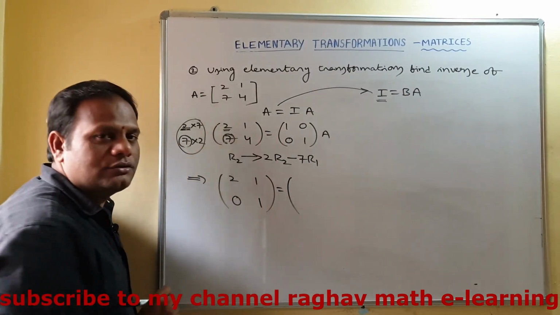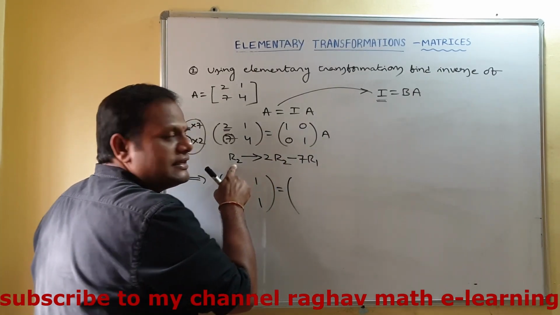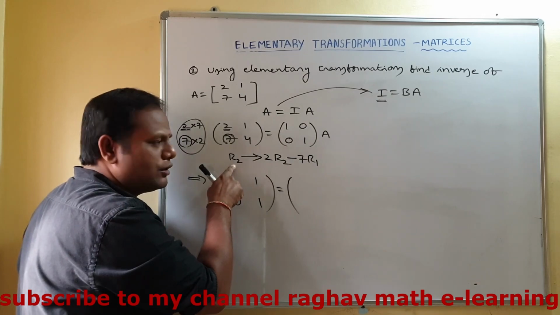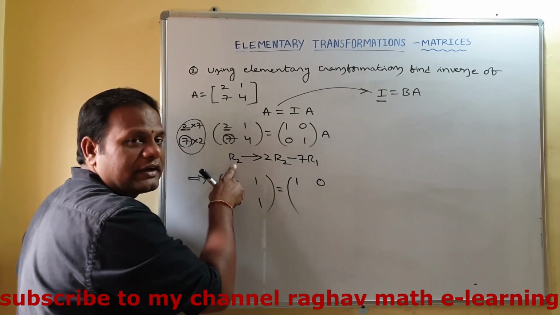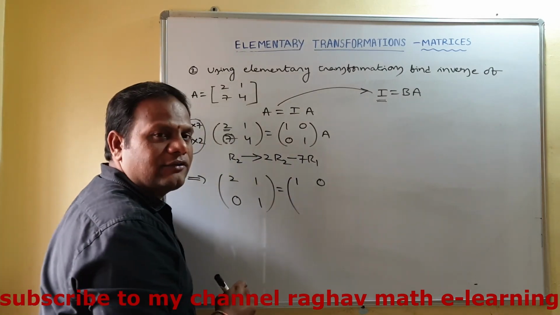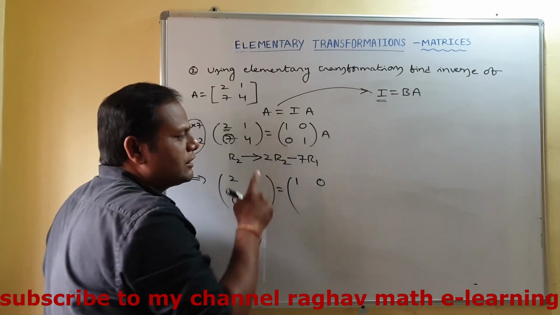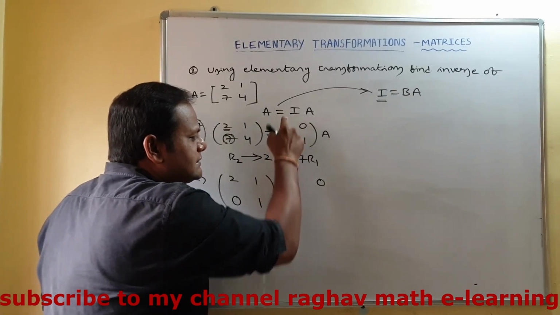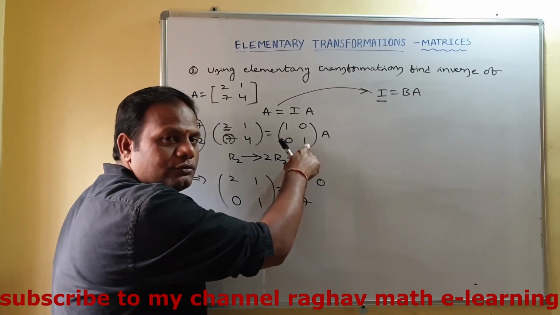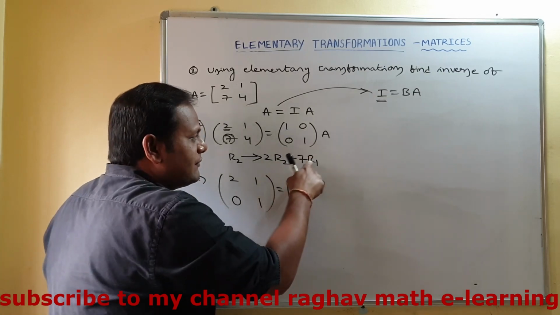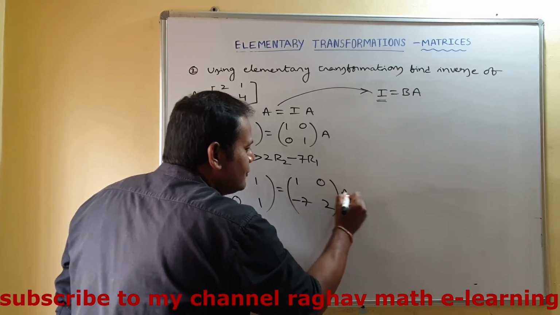Right side also, you should apply the same. Here you see there is no change in R1, because on the left side only R2 is there. Take R1 as it is, 1, 0. R2 is affected: 2R2 minus 7R1. 2 into 0, 0, minus 7 into 1, 7, so it is minus 7. 2 into 1, 2, minus 7 into 0, 0, so 2 minus 0, that is 2. That's all, into A.